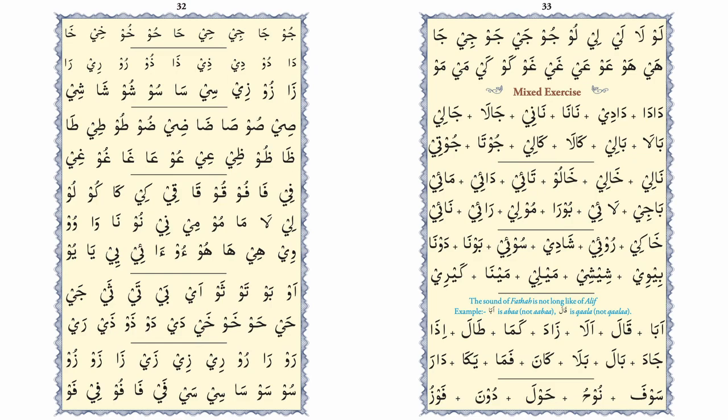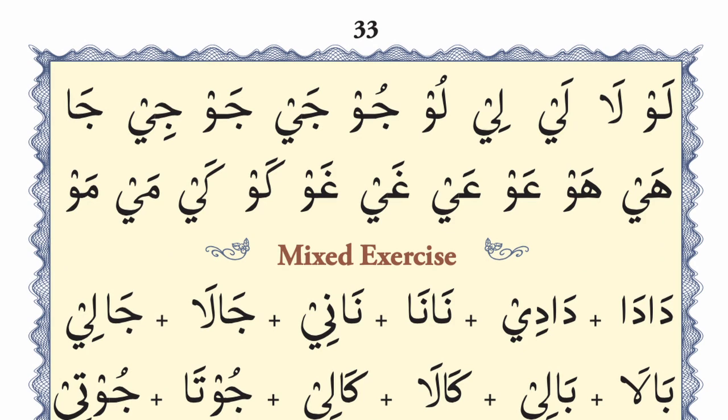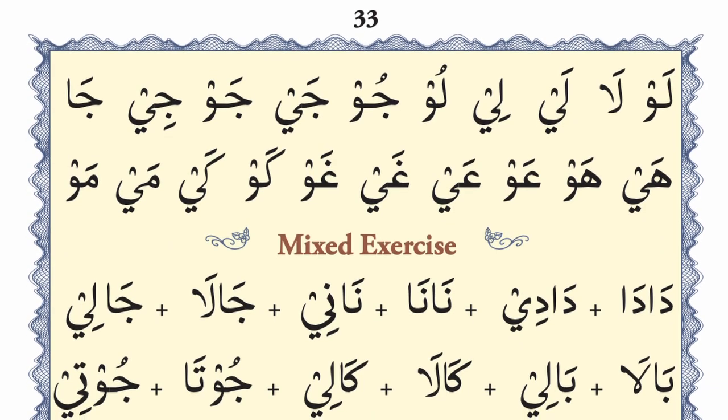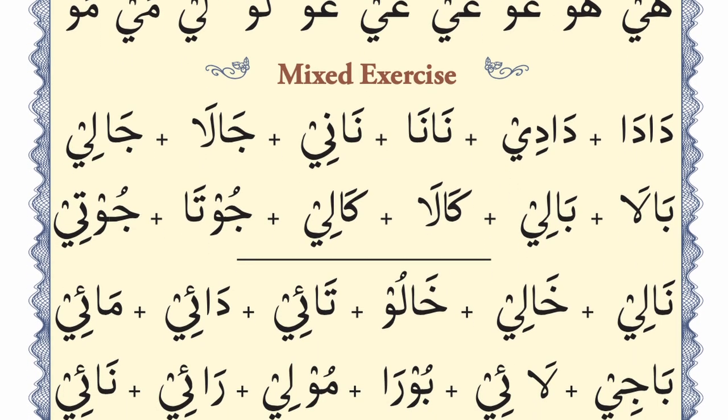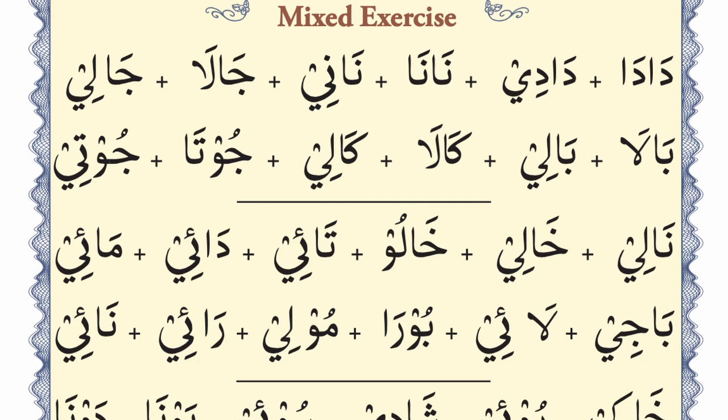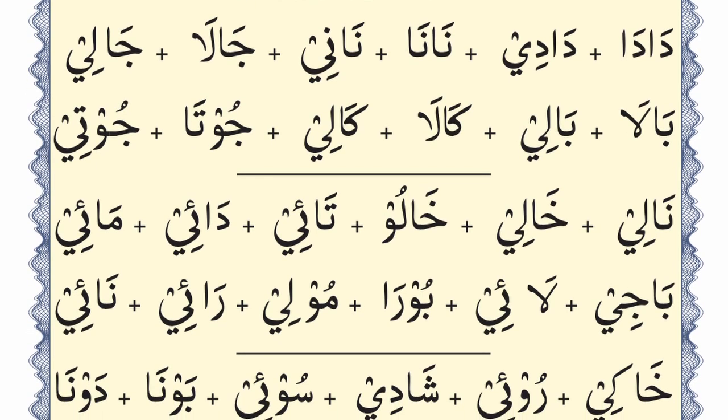When you see on page number 33, the two pairs are put together, and after that you meet a small printed plus. That is the sign to tell you that the first two pairs you are going to read as one word. So you are going to read them in this way: da, da, da, di, na, na, na, ni, ja, la, ja, li, so on and so forth.